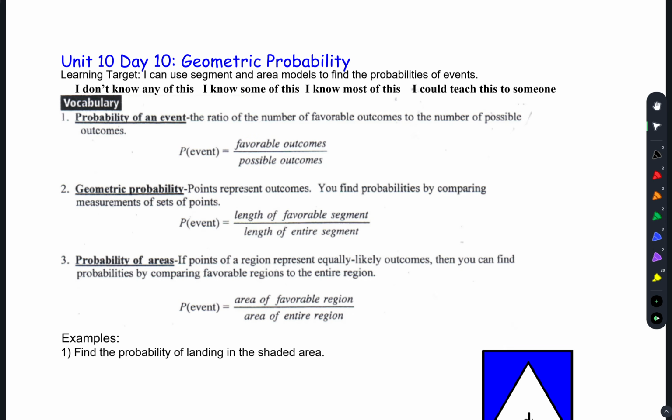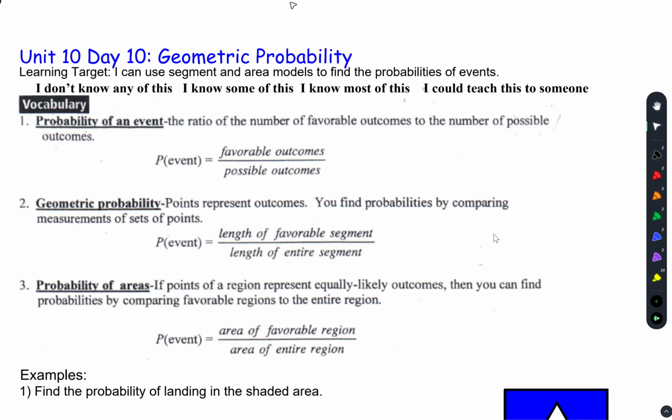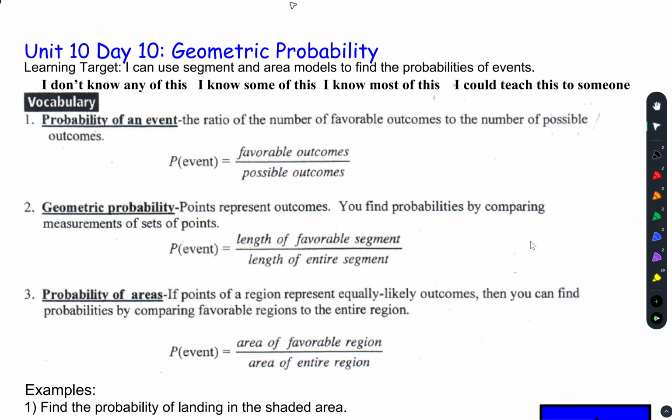11.10, we're going to talk geometric probability. You've probably heard of probability a million times before in all of your other math classes. I know we talk about it in algebra just a little bit. Probability of an event happening is the ratio of the number of favorable outcomes to the number of possible outcomes.